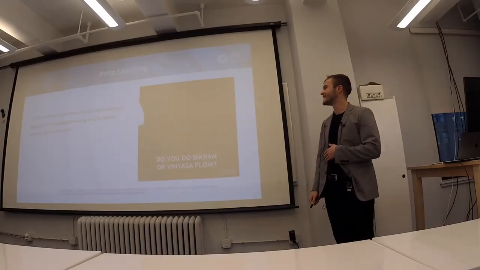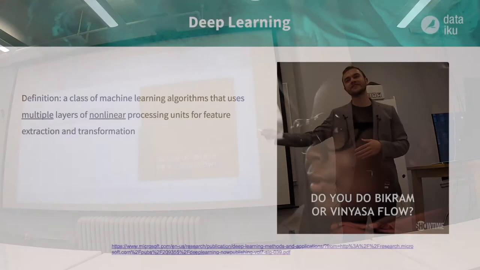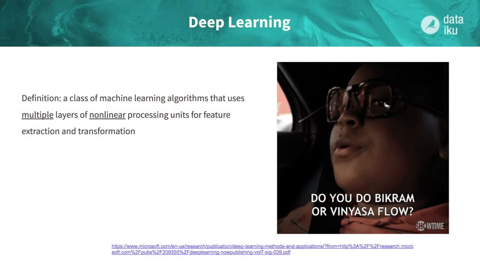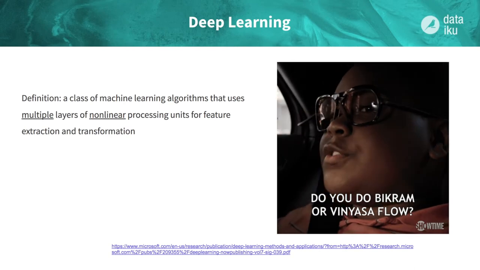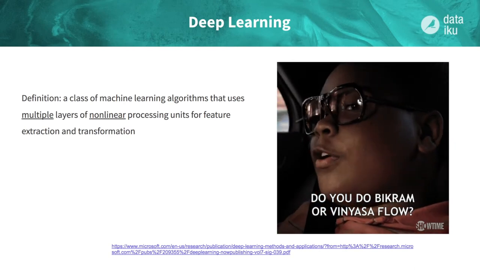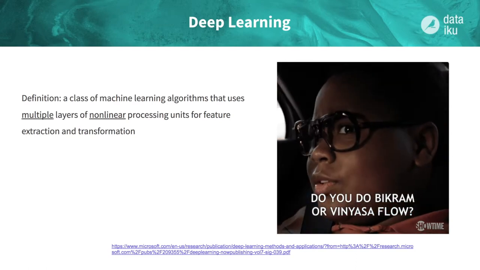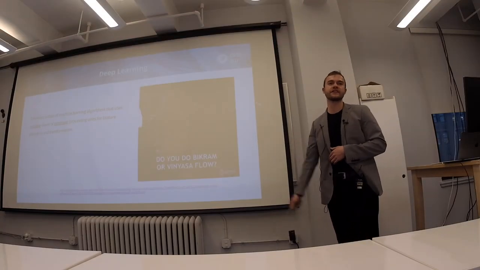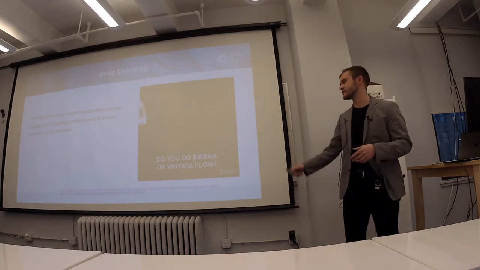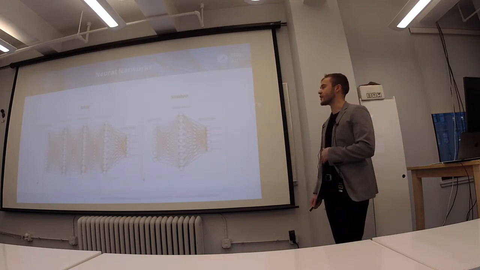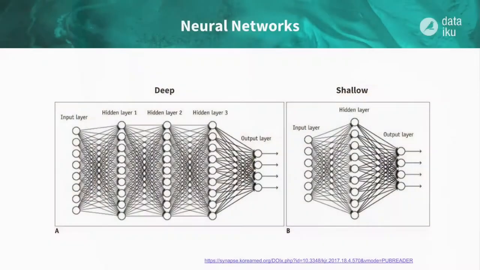Now, what is deep learning? I like this one definition on Wikipedia, which says that deep learning is a class of machine learning algorithms that uses multiple layers of non-linear processing units for feature extraction and transformation. I think the non-linear is key, and the multiple layers is key in this definition. So, just to visualize what deep learning looks like, over on the left we have a deep neural network. You can see we have multiple layers, and over here on the right, we have a shallow neural network, just one layer.